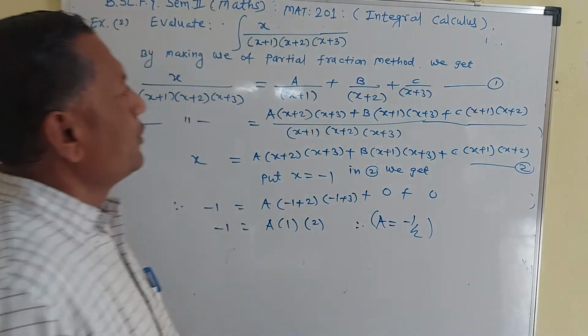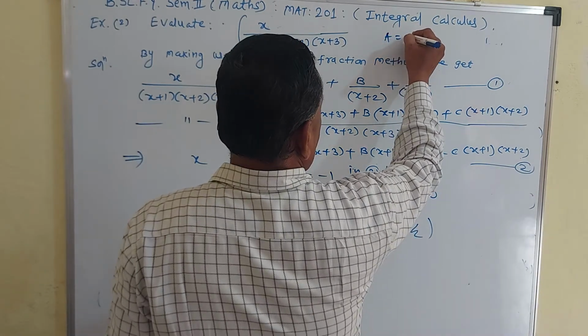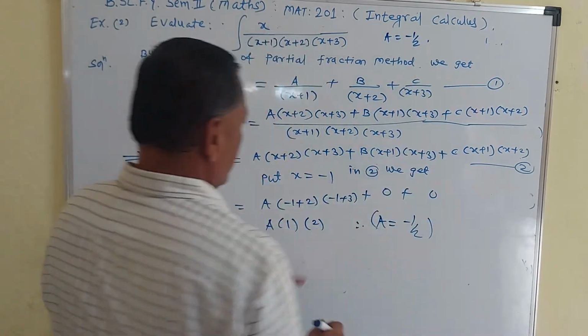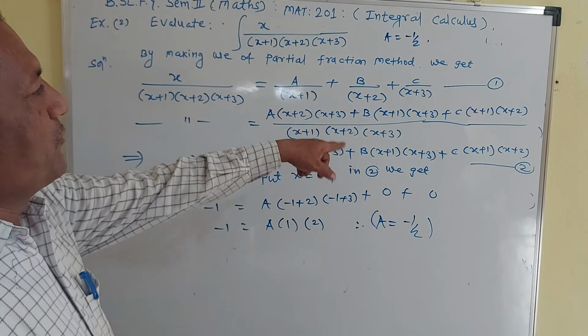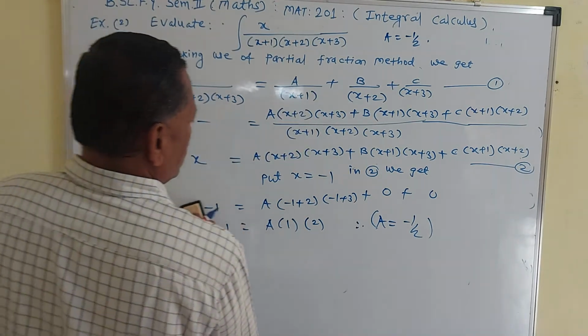So you get the value of a is equal to minus 1 by 2. Similarly, you find the constant b.